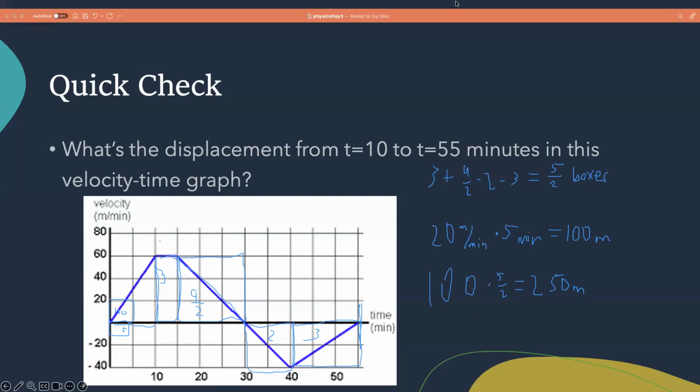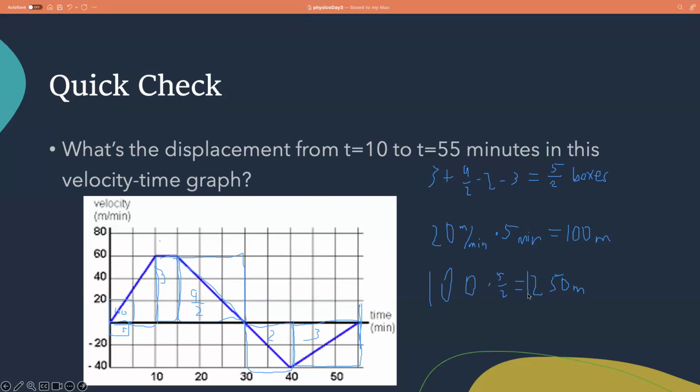Do you guys want me to re-explain any part of the problem, or do we want to move on for now? Because it looks like everyone really struggled with this. Remember, on a velocity time graph, displacement is area. I'm going to wait, see if everyone understands, and then we'll move on.